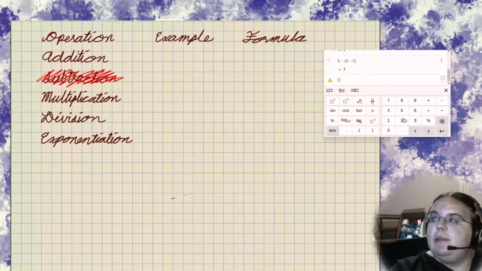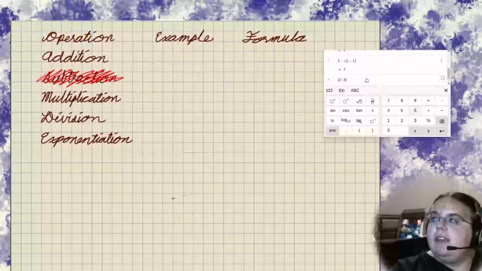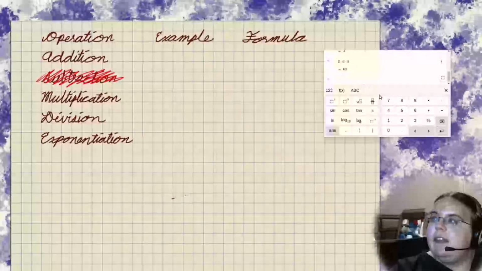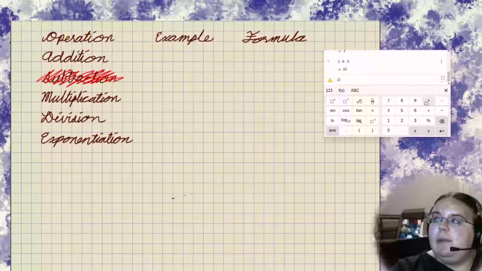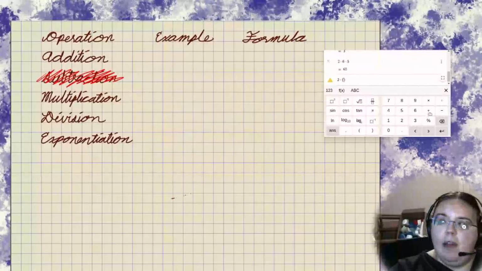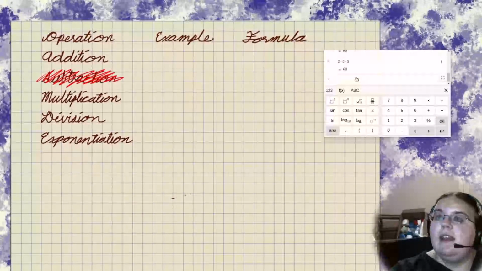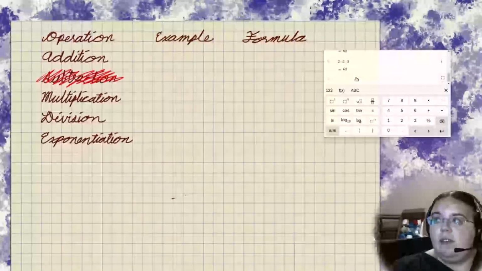Okay, now how about multiplication? First I'm going to multiply 2 times 6 together, and then I'll multiply that by 5, and I get 60. Now I'm going to try multiplying 2 times the product, 6 times 5, and I get 60 again. So multiplication, based on this, it seems like, could be associative.